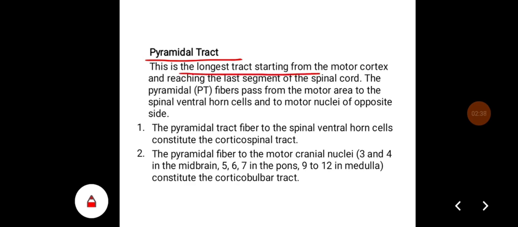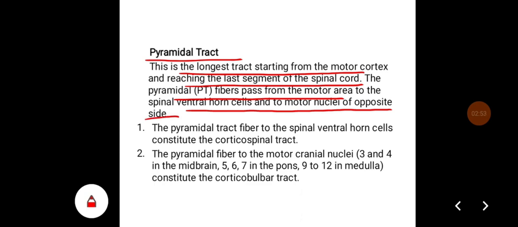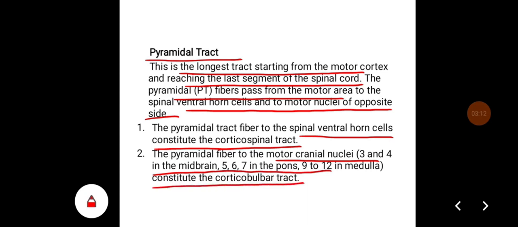This is the longest tract, starting from the motor cortex and reaching the last segment of the spinal cord. The pyramidal tract fibers pass from the motor area to the spinal ventral horn and to the motor nuclei of the opposite side. The pyramidal tract fibers to the spinal ventral horn cells constitute the corticospinal tract. The pyramidal fibers to the motor cranial nerves, that is 3, 4 in the midbrain, 5, 6, 7 in the pons, and 9 and 12 in the medulla, constitute the corticobulbar tract.